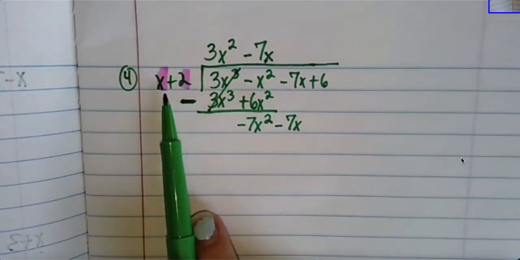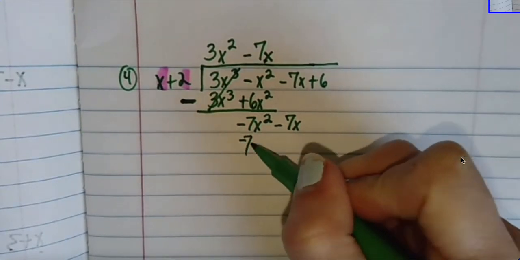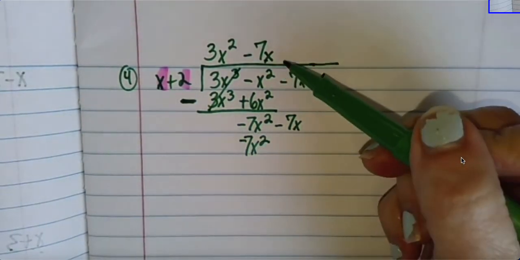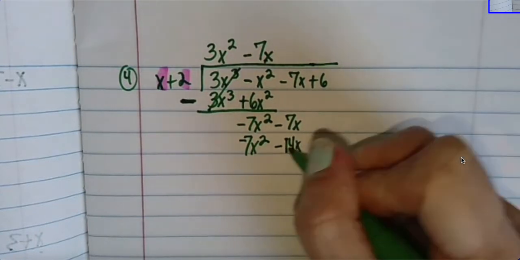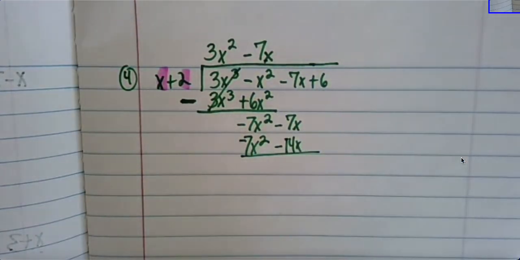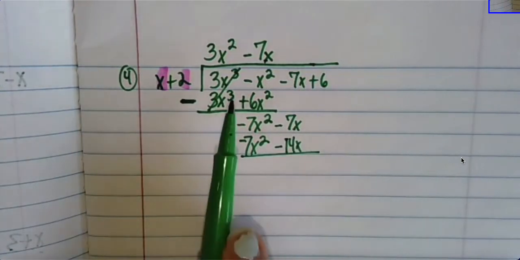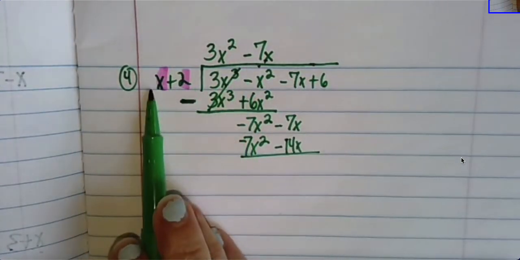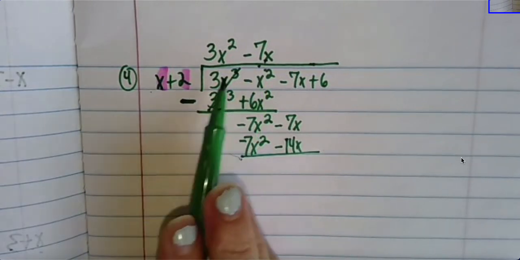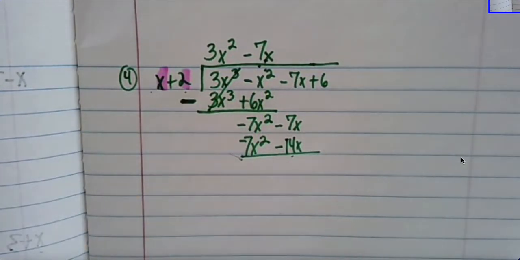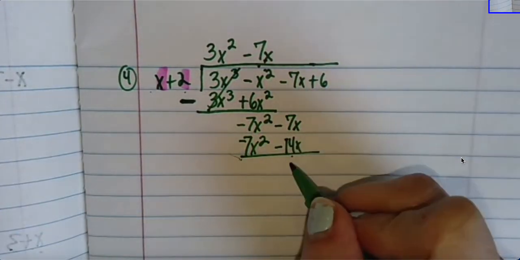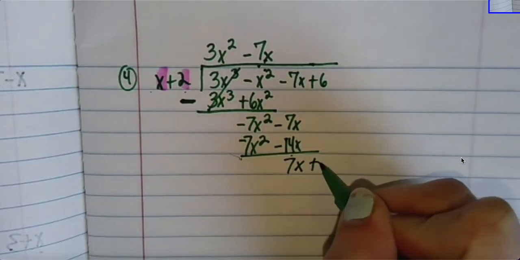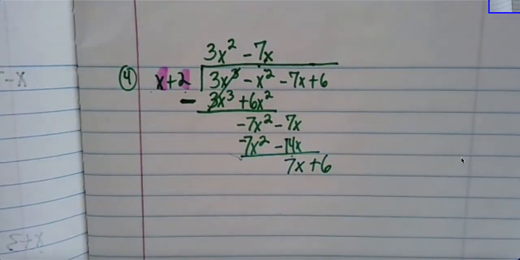Now, let's see. What is negative 7x times x? Well, we know it's going to match that. And negative 7x times 2 is negative 14x. And remember, I am subtracting. I just distributed this times x and this times 2. So you just distribute. If I subtract, I get a 7x plus 6. Questions on that part?